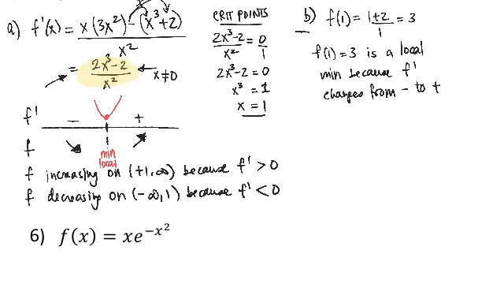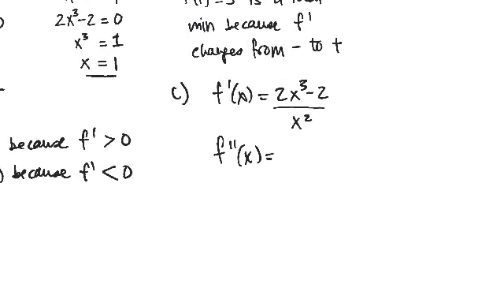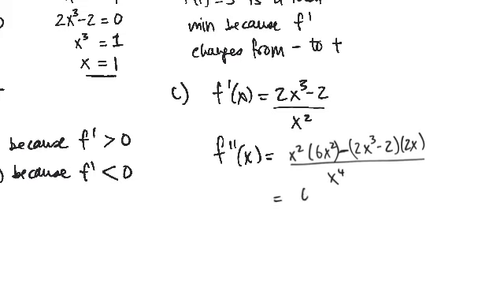Okay, in part C, we're asked to look at concavity. So we start with f prime of x, which we have, and we are going to differentiate one more time to get f double prime of x, because that's what's going to drive concavity. So we do low d high minus high d low over low squared. And so we're going to get 6x to the 4th minus 4x to the 4th plus 4x over x to the 4th, which simplifies to 2x to the 4th plus 4x over x to the 4th.